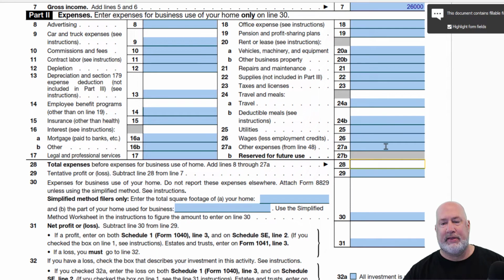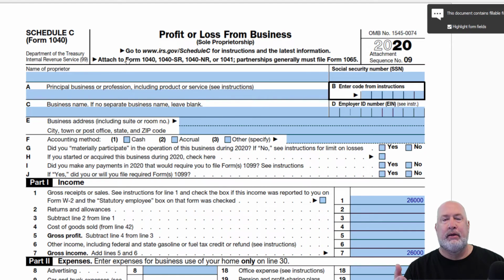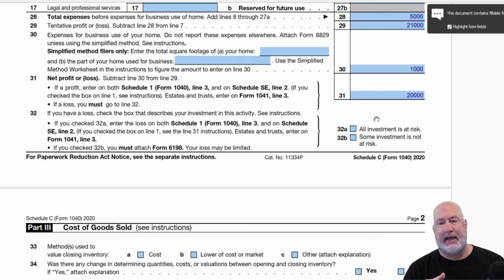I'm making this up. Let's say that all together, all these expenses in this expense area equals $5,000. The $5,000 from the $26,000 would leave you with $21,000. And then starting in line 30 is going to be your home office. Keep this simple. That's $1,000. So that ends up showing you in line 31 your net profit or loss. 26 minus 5 is 21, minus 1, 20,000. So that we just calculated using Schedule C, our net profit, we came up with $20,000.